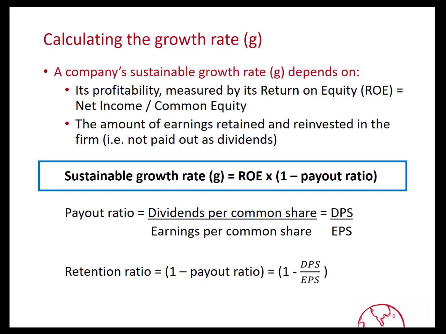So the retention ratio is 1 minus the payout ratio, and this is the amount of money that is being reinvested out of profits, which would eventually be recorded as retained earnings.